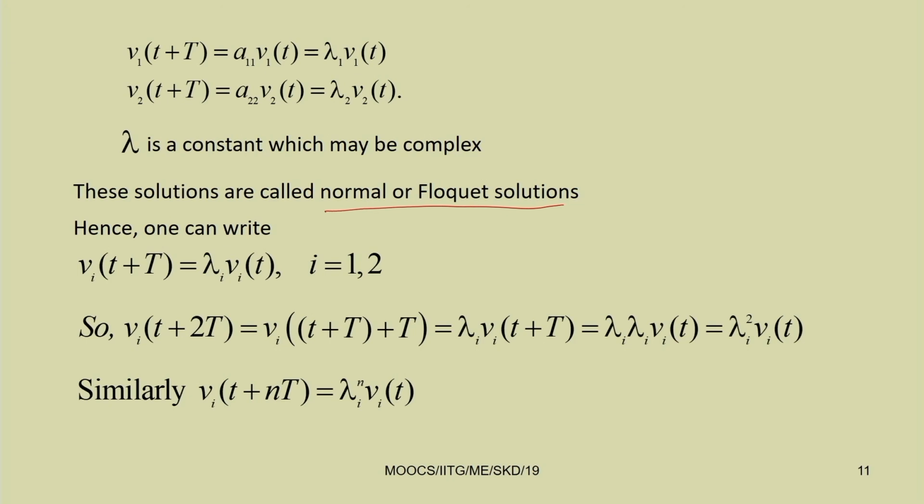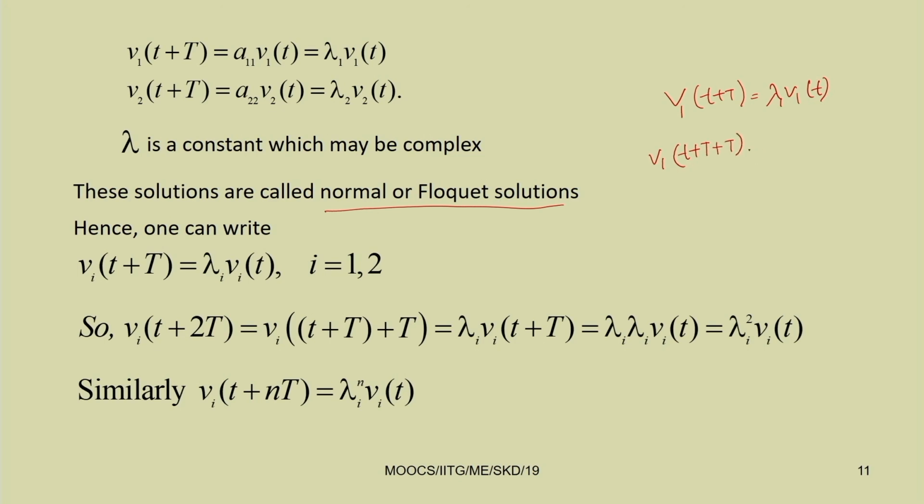Now, let us add one more cycle. For example, let us take only V1. You have seen V1(t + T) equal to lambda 1 V1(t). Now, if I add one more cycle, I will write V(t + T + T), another T let me add.